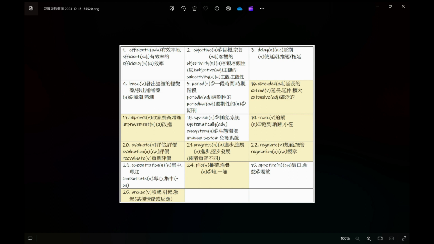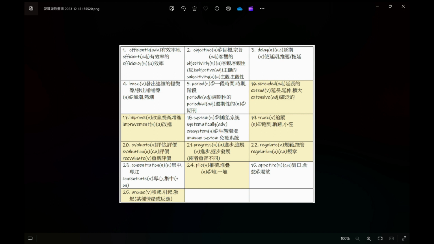And at number 23, we have concentration. Concentration is the noun. It's not countable, like focus. And then the verb is concentrate. You always use concentrate with on, like he is concentrating on doing his homework. Since on is a preposition, after that you have to use either V-ING or a noun.